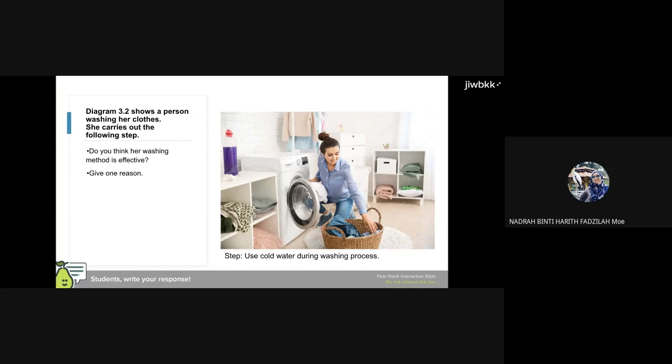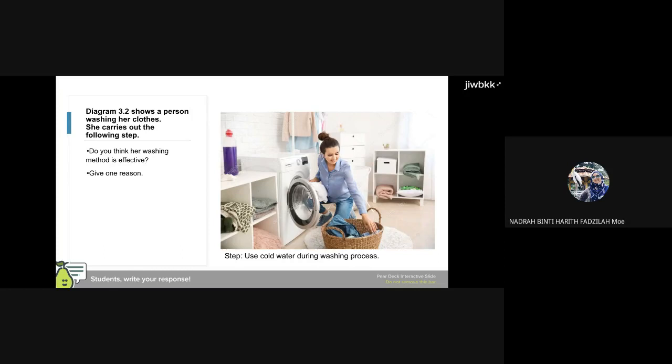Okay, she carries out the following step, which is use cold water during washing process. So if she is using biological enzyme, do you think her washing method is effective? Can you give one reason?